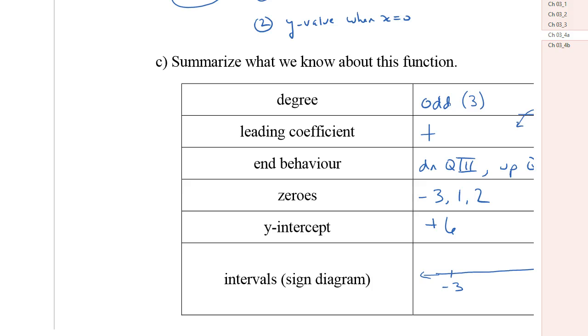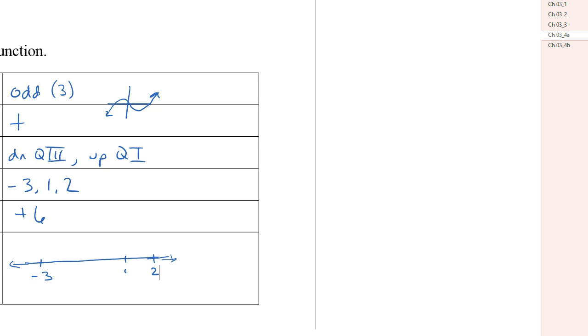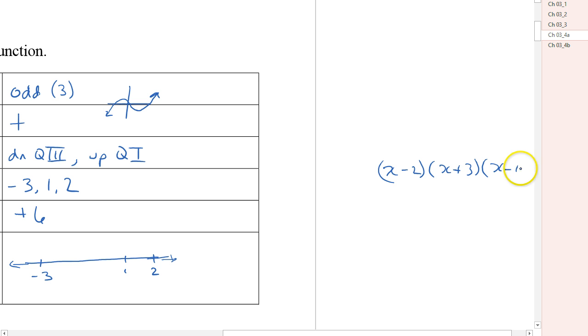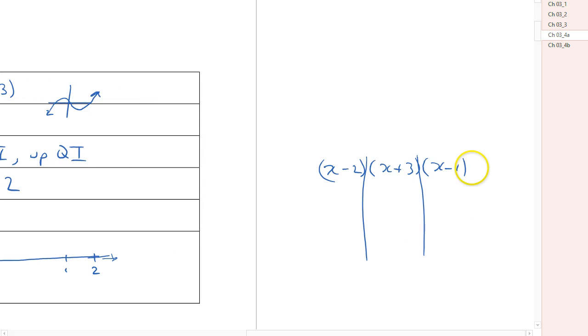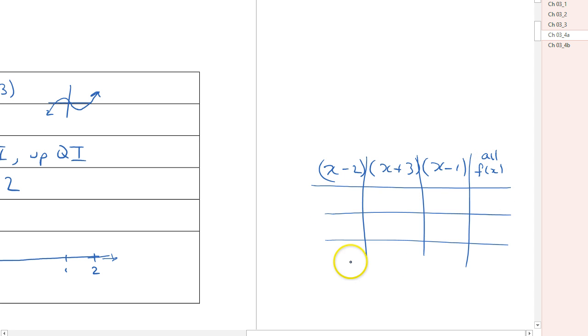We won't necessarily do this every time, but if I write it out, I'll go maybe off to the right. If I write this term out in factored form, x minus 2, and then x plus 3, and then x minus 1. And we're going to make a little bit of a chart here. And I'm going to consider what happens over different intervals.